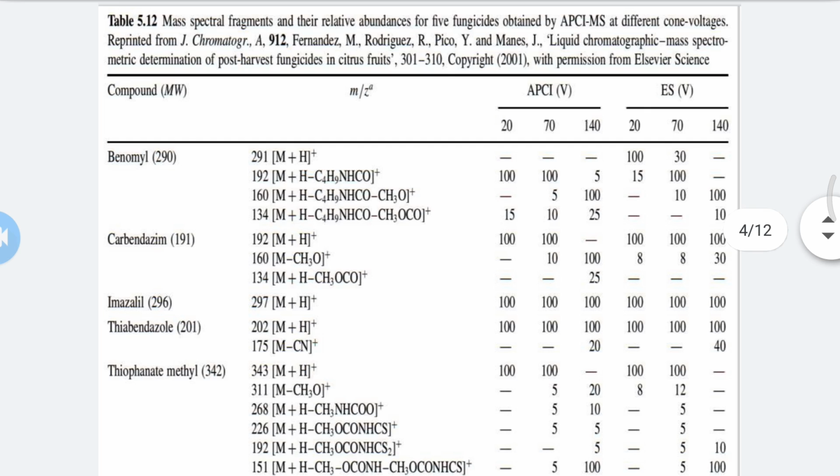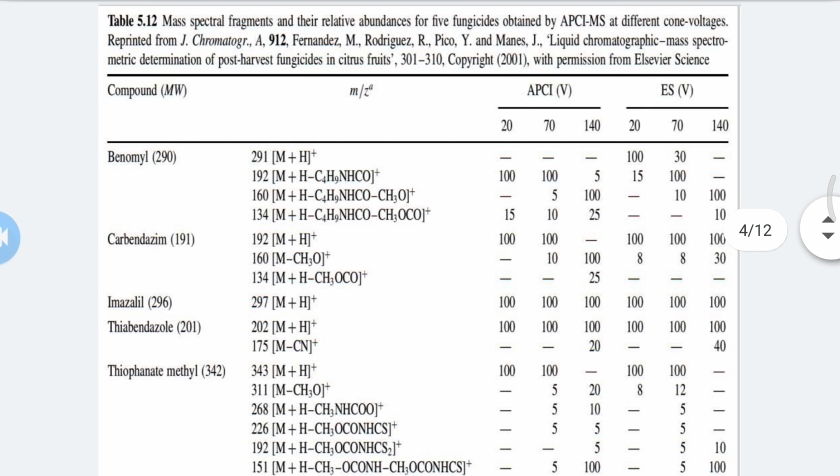Okay, so with ESI at a cone voltage of near about 20 volts, the molecular ion is the base peak. But at a 70 volt cone voltage it is less intense and not like 20. So the molecular ion formation decreases if we apply more voltage.